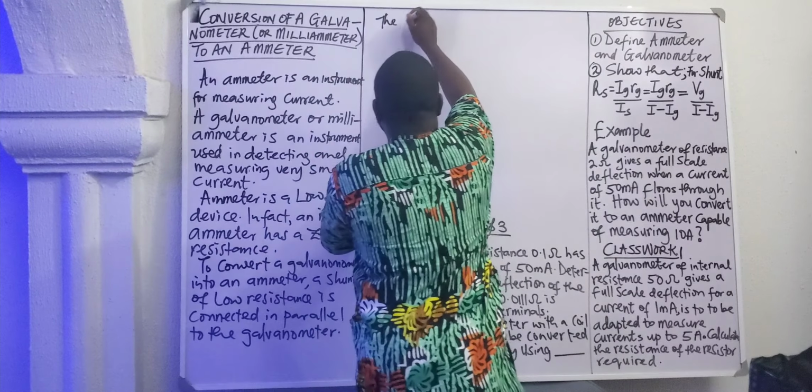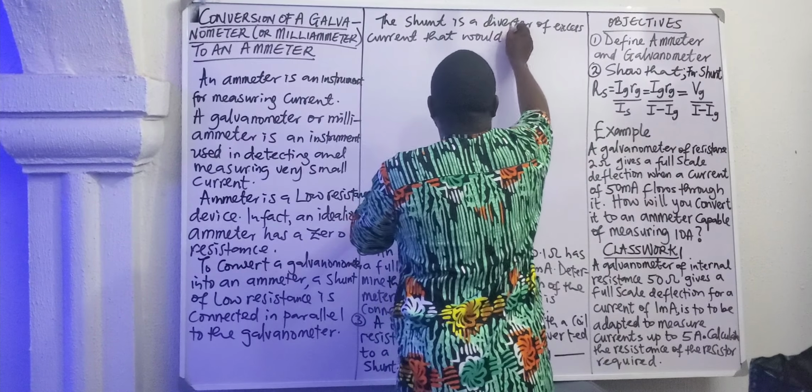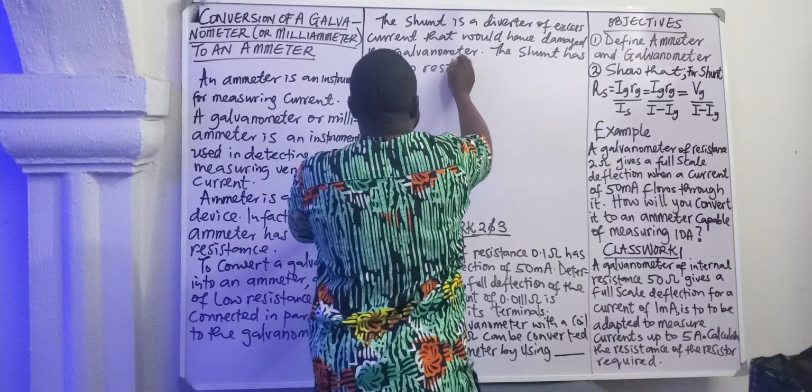I said the shunt is a diverter of excess current that would have damaged the galvanometer. The shunt has a low resistance.